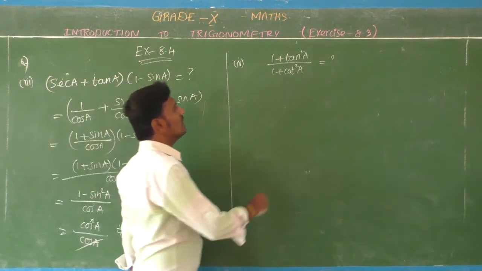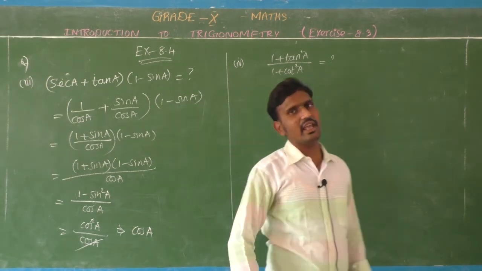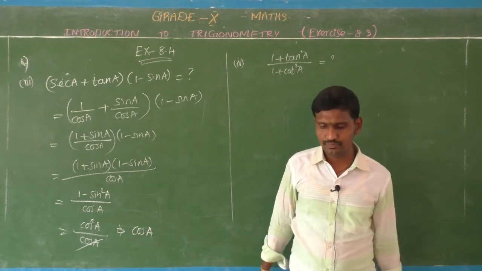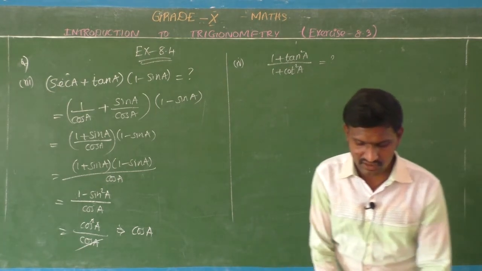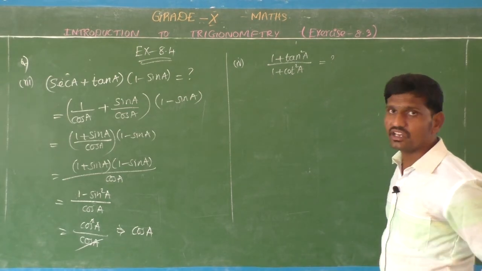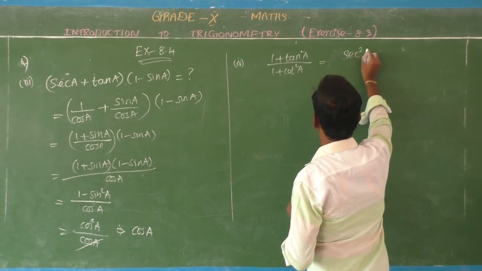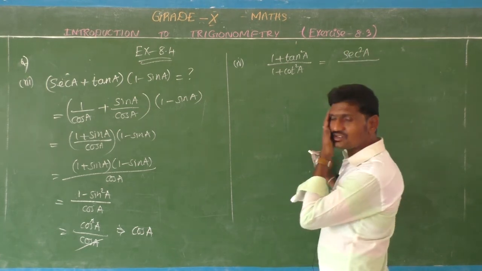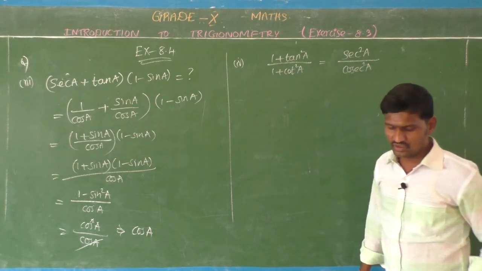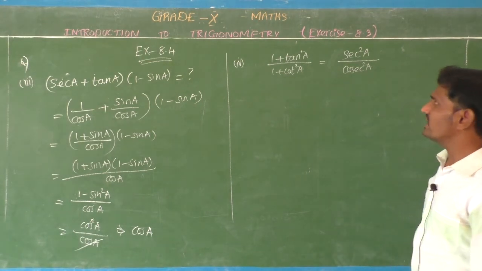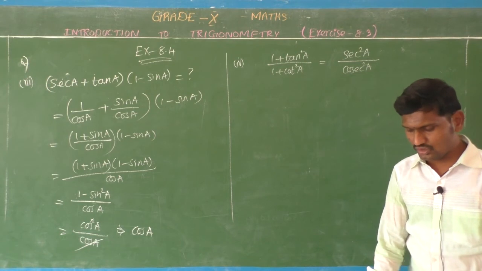Now this one: 1 plus tan square A by 1 plus cot square A. It is very simple. You have a formula, okay. What is 1 plus tan square A? Secant square A. And 1 plus cot square A is cosecant square A. So now see, 1 plus tan square A equal to secant square A and 1 plus cot square A equal to cosecant square A.